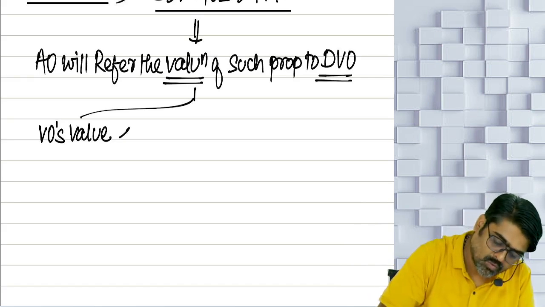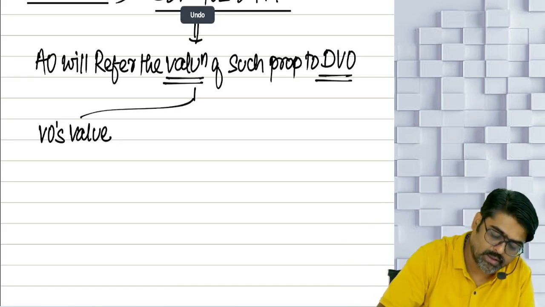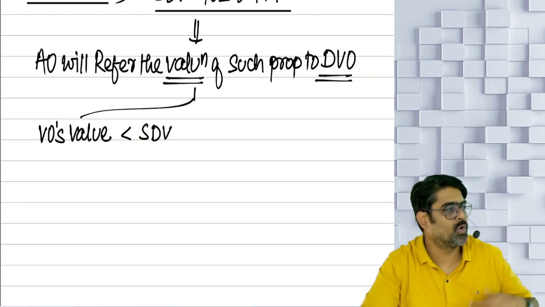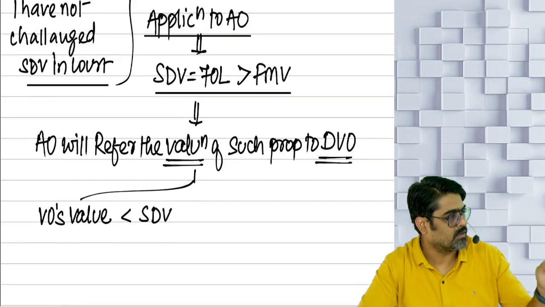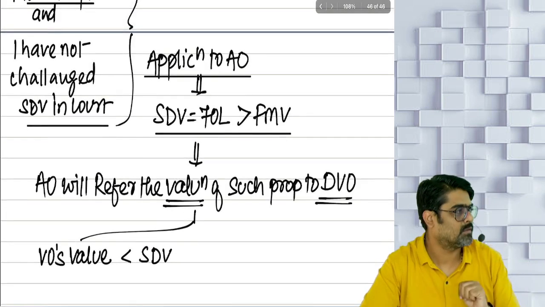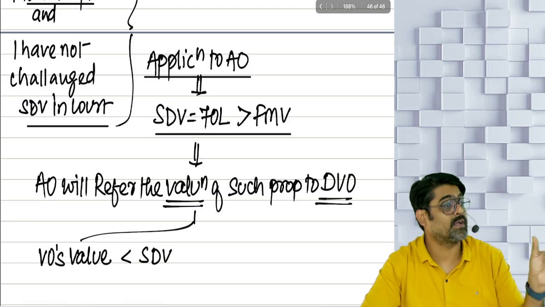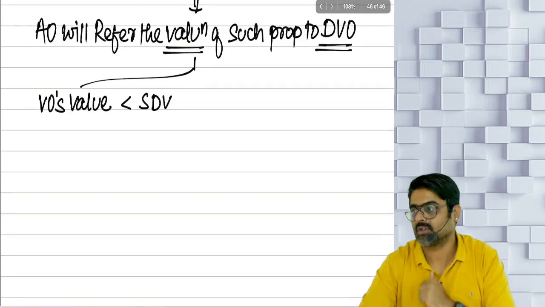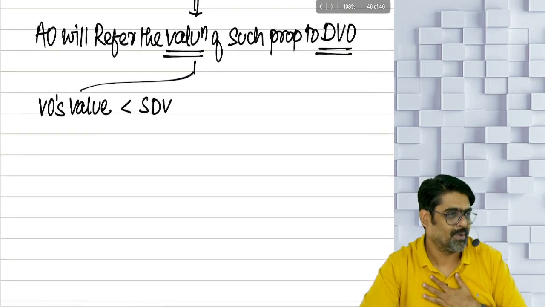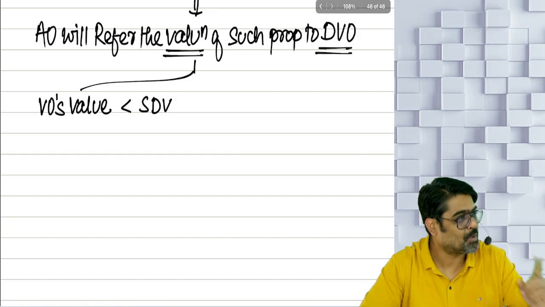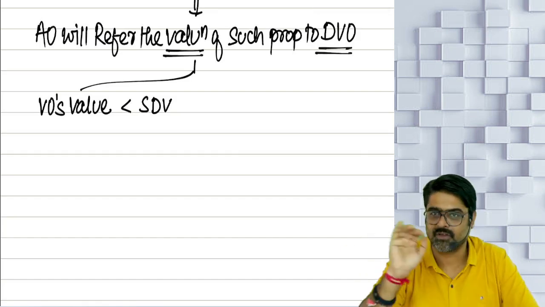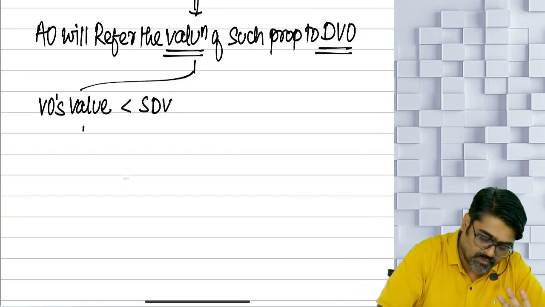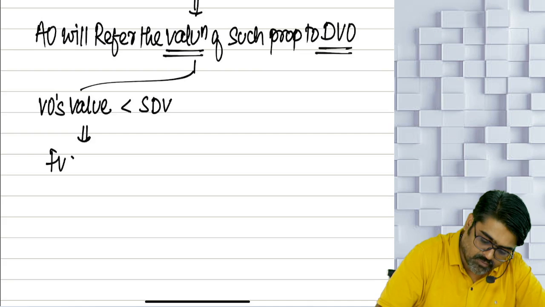And VO's value was actually lower than stamp duty value. Are you getting a consideration lower than stamp duty value? Yes. And you are saying that the consideration is lower because the fair market value was lower. Yes or no? See, our valuation officer's value is actually lower. That means you are telling us the truth. Even our valuation officer's value is less. So in this case, we will accept your request and full value of consideration.